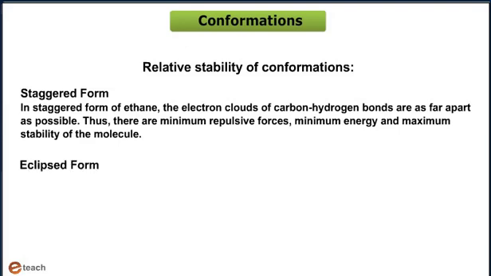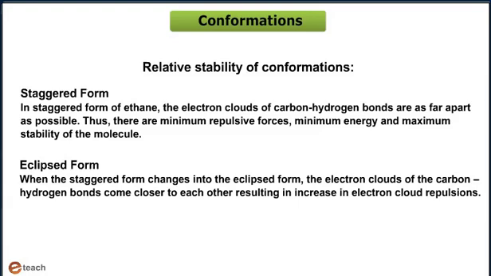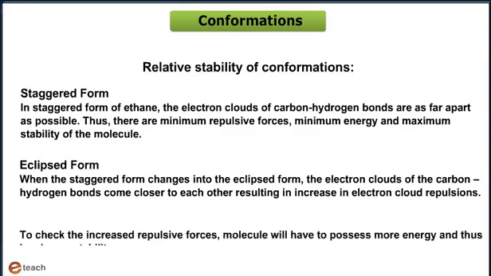Eclipsed form. When the staggered form changes into the eclipsed form, the electron clouds of the carbon-hydrogen bonds come closer to each other, resulting in increase in electron cloud repulsions. To check the increased repulsive forces, the molecule will have to possess more energy and thus has lesser stability.